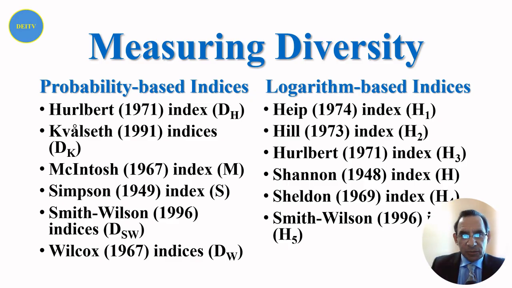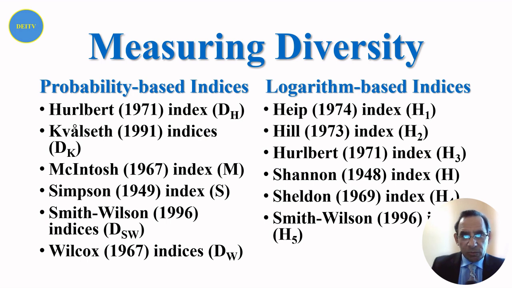As I mentioned in previous episodes, we have two types of indices: those that are probability-based indices and logarithm-based indices. Under the probability-based indices, we have the Holbert index. Today's episode will cover the Kvalseth index. We have the McIntosh index that was covered in the previous episode. We have the Simpson index, which is the basis for additional diversity indices. We have the Smith-Wilson indices, which were covered in episode 2. We have the Wilcox index, which was covered in the previous episode.